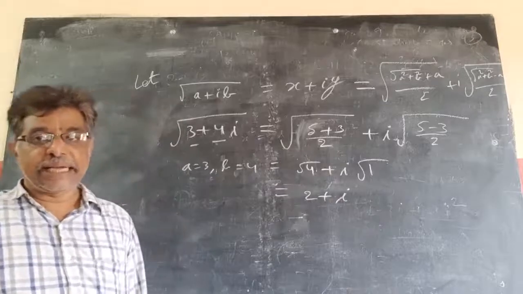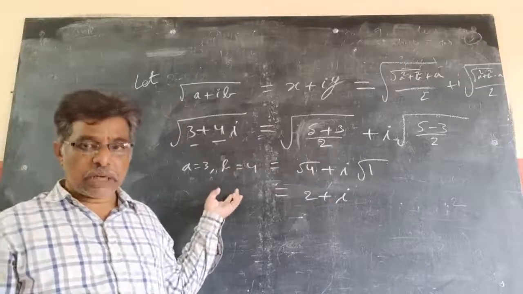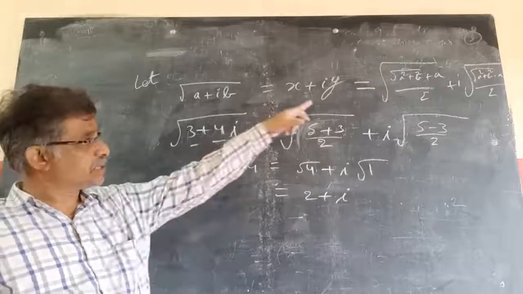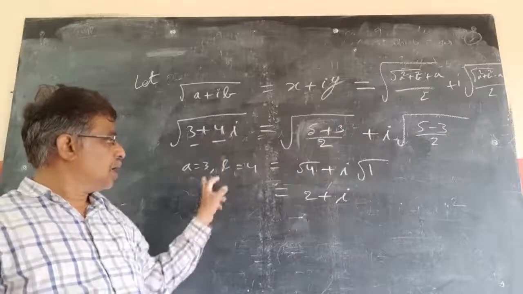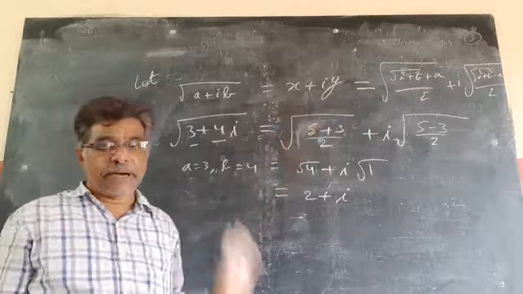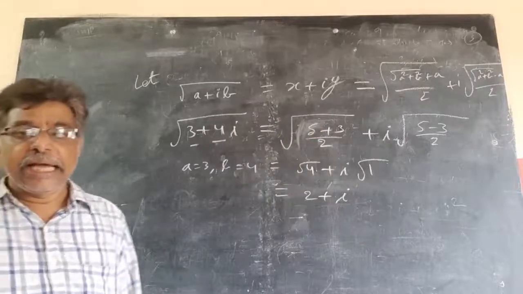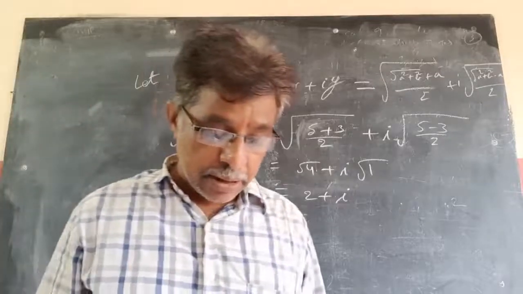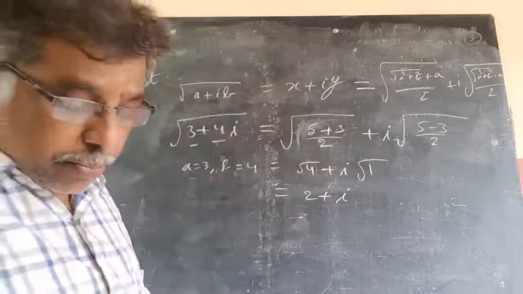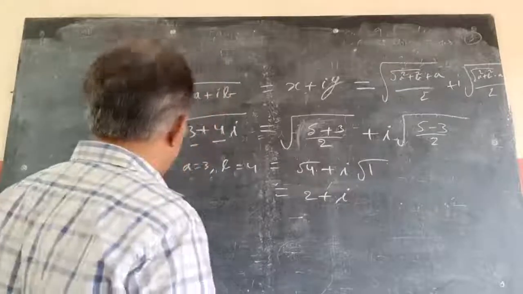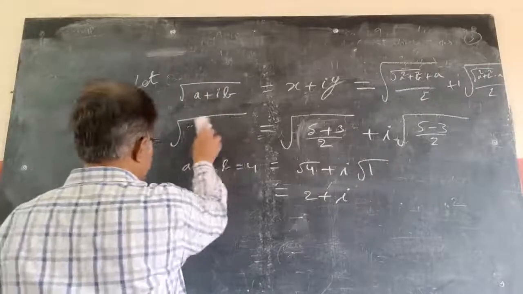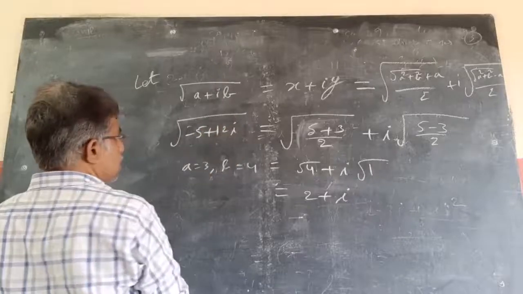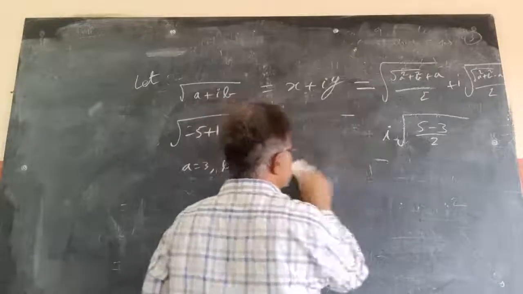Like this you can find the square root of any number. Just write down the formula, substitute the a and b values, and simplify. We get the square root of a given complex number. One more we will also do: the root of minus 5 plus 12i.